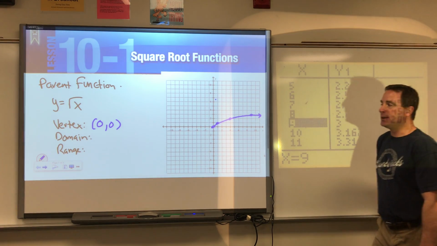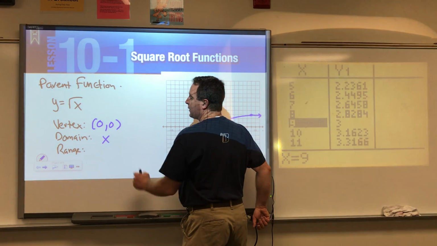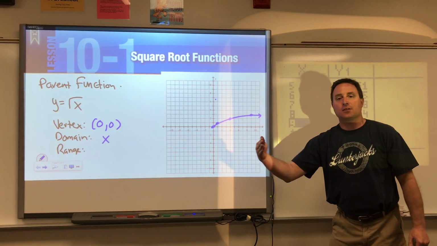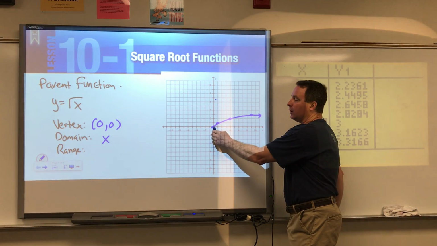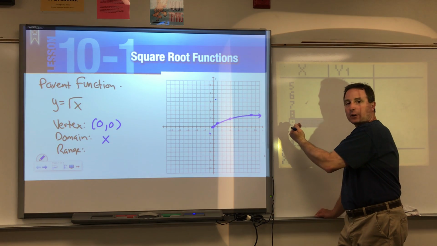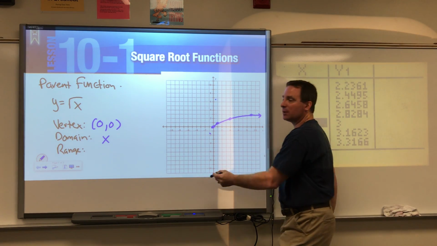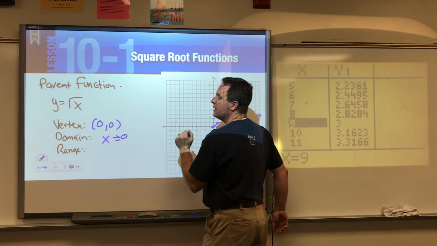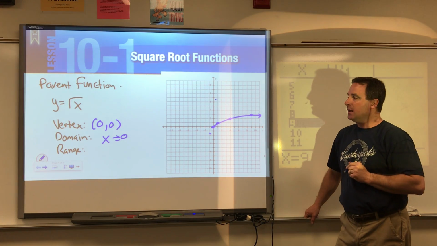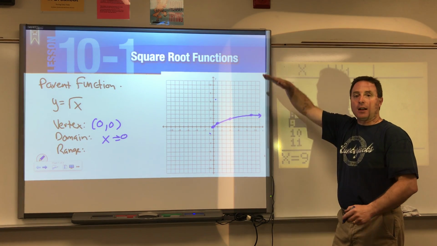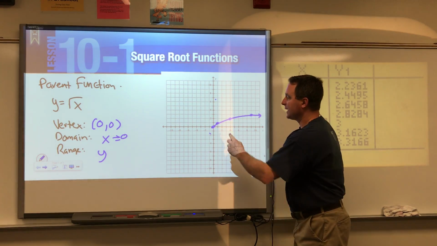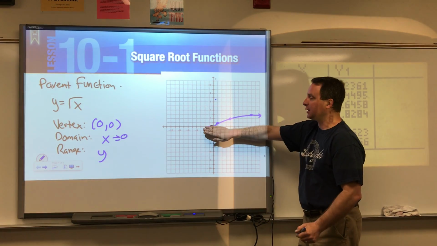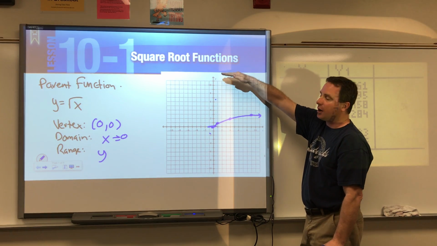How about domain and range? We know that the domain deals with the x values. And the x values go left and right on the graph. Well, where do these start? It starts at 0, and it's everything to the right of 0. All the x values go to the right. So all the x values are greater than or equal to 0. The range, we know, talks about how high or low the graph goes, and those are the y values. Well, once again, where does it start? It starts right there at 0, and all the y values are greater than or equal to 0.